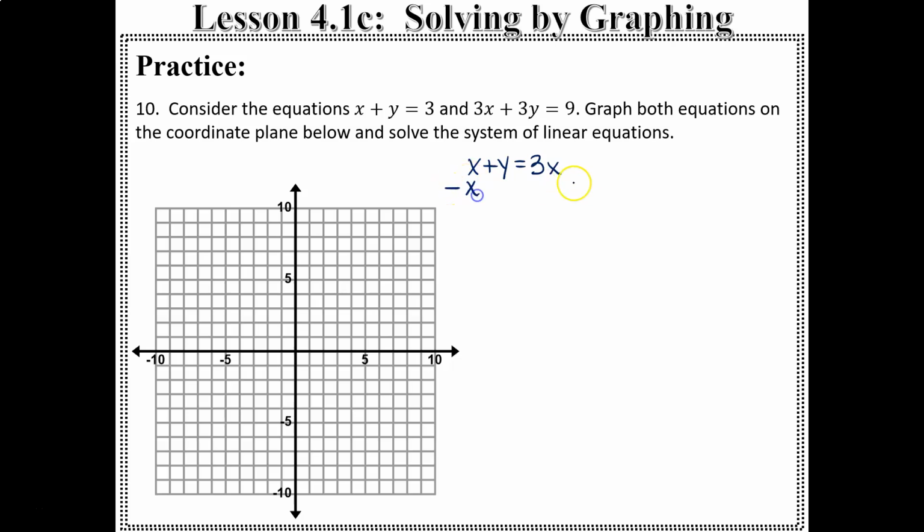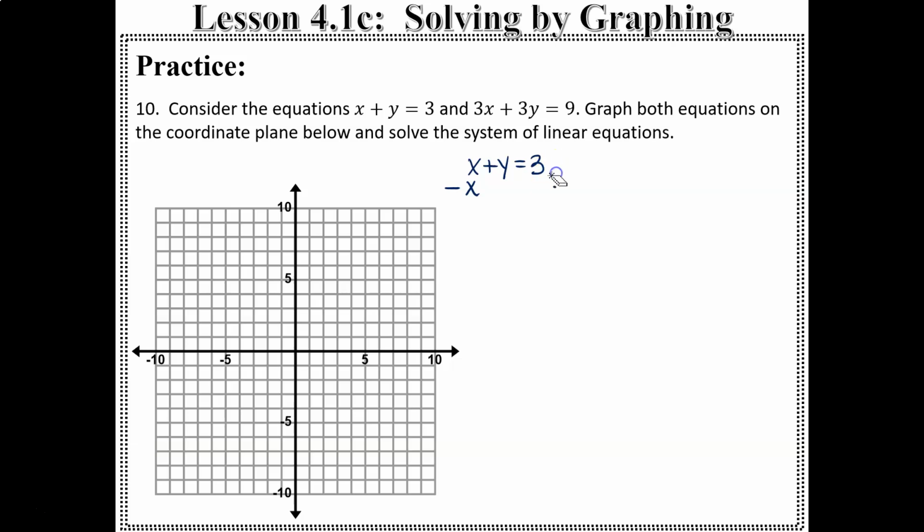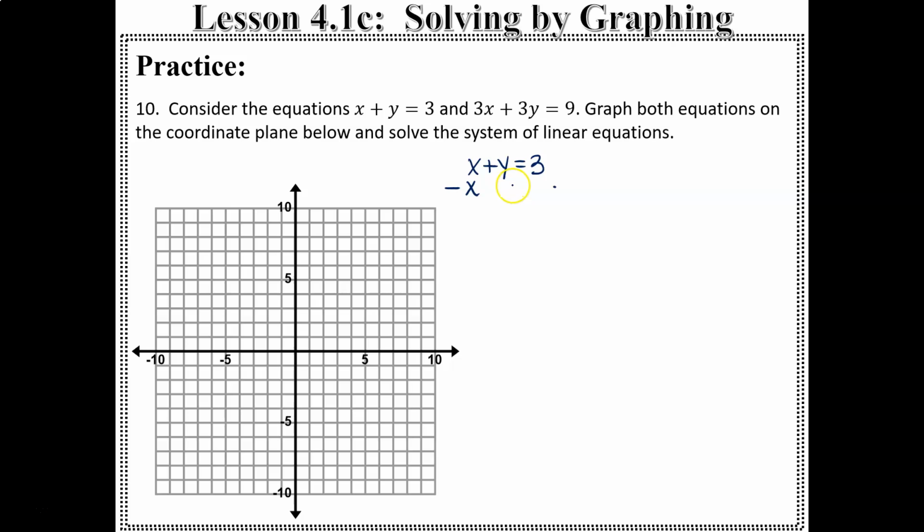So I'm going to shift that x. Oh, hold on, there's no x there. Let me erase it. So we're going to shift the x over to the other side. So we have y equals negative x plus 3. Okay, we're ready to go with that one.